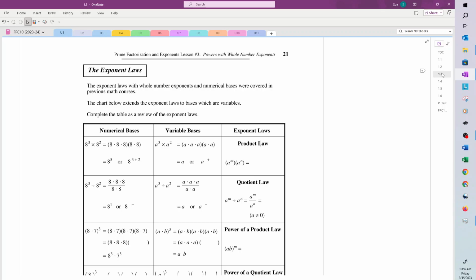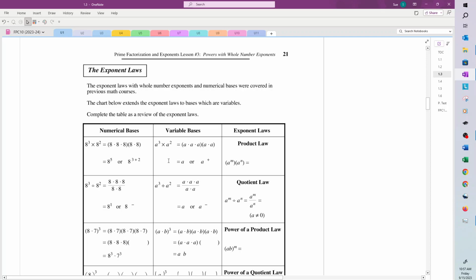8 cubed times 8 squared, we can expand that to be 8 times 8 times 8 times 8 times 8, which equals, if we just count that up, 8 to the 5. And the shortcut to get that is that it's 8 to the 3, because there's 3 in this group and 2 in this group. So we're just adding up the exponents. So it's 8 to the 3 plus 2, which simplifies to 8 to the 5.